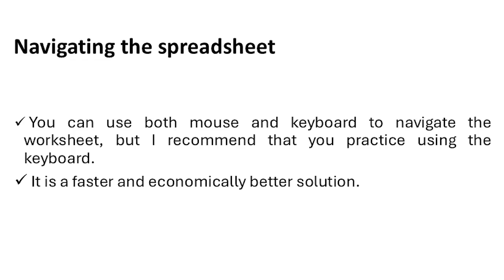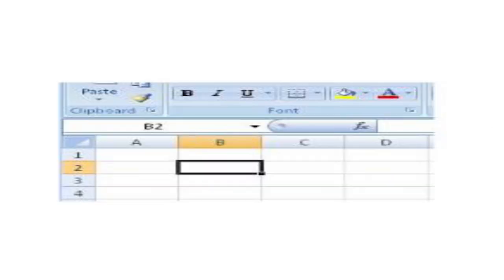Navigating the spreadsheet. You can use both mouse and keyboard to navigate the worksheet, but I recommend that you practice using the keyboard. It is a faster and economically better solution. You'll need to move things around a lot in the spreadsheet, and if you always use the mouse, you could easily develop a mouse arm. Using the keyboard to move around has other advantages which I shall return to later.